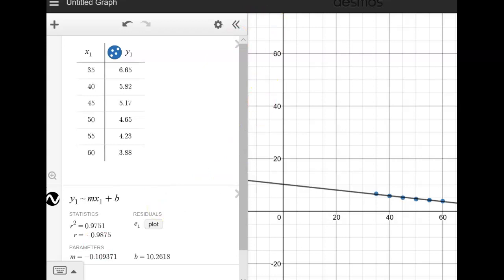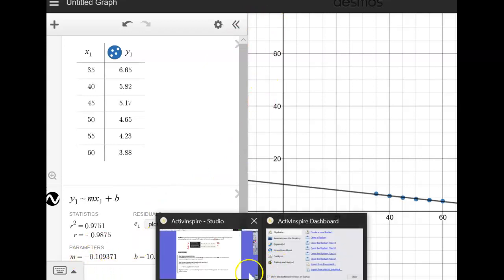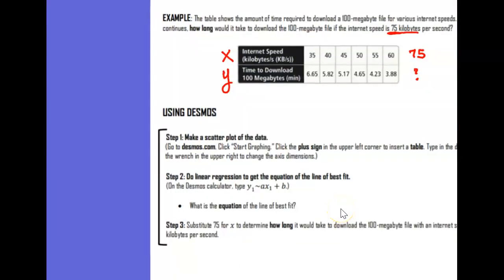Okay, so again, we're going to take the M value and the B value, and we're going to write them out. So we've got our M is going to be negative 0.1 and our B is 10.3. So when we write the equation of the line of best fit, it's going to be y is equal to negative 0.1x plus 10.3.